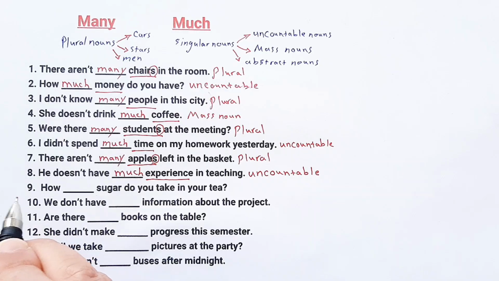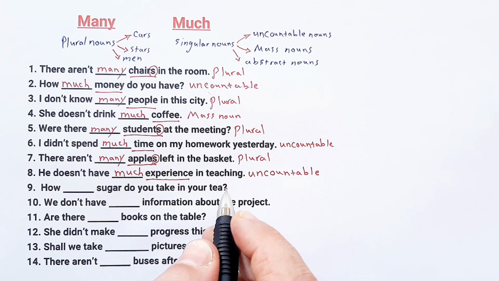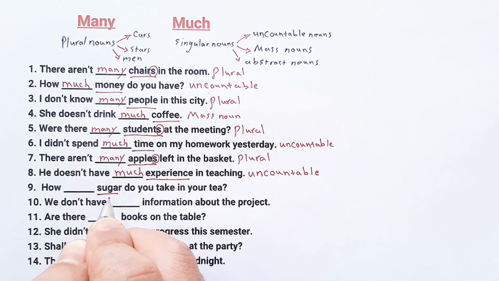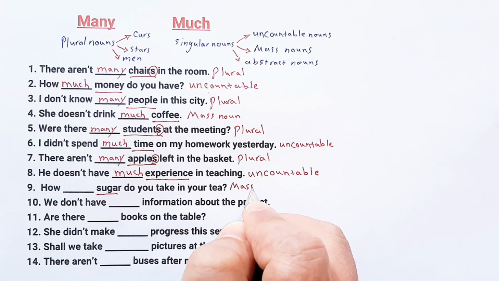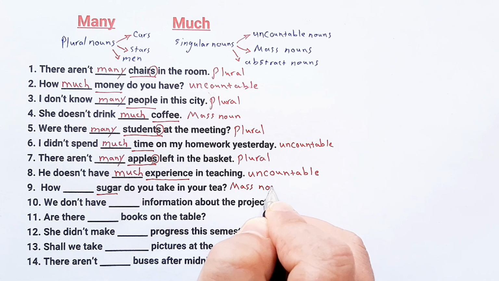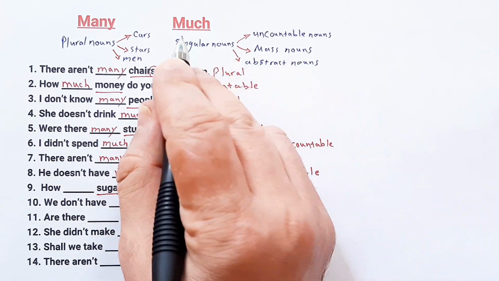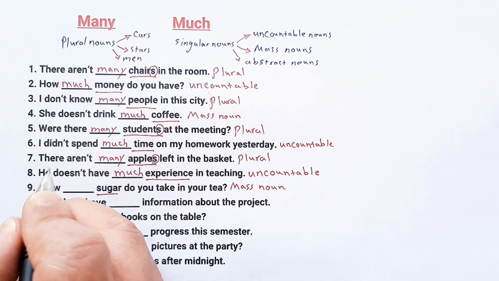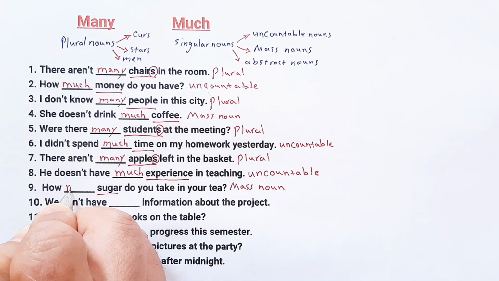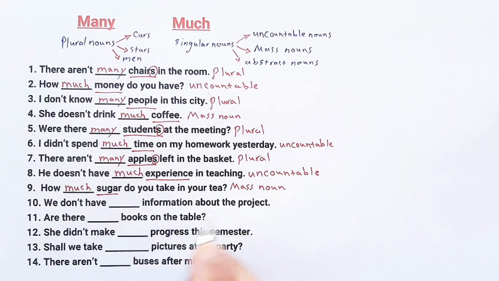Number 9. How blank sugar do you take in your tea? Here the keyword is sugar, and we know that it is a mass noun. We said for mass nouns we must use much because they are a kind of singular nouns. So the answer is much. How much sugar do you take in your tea?